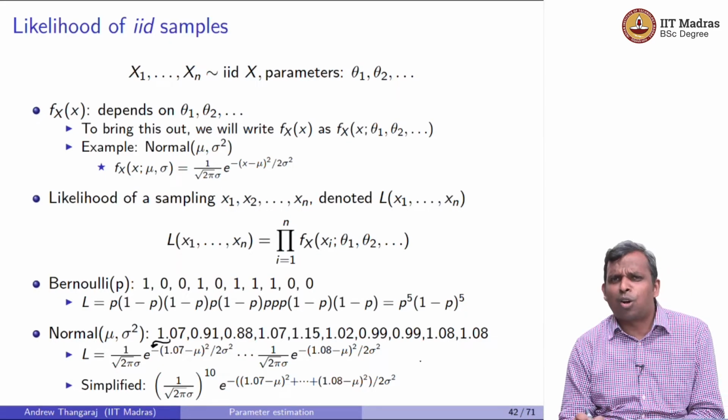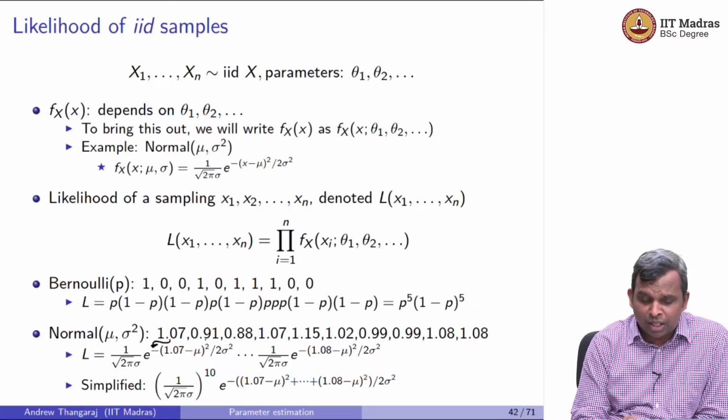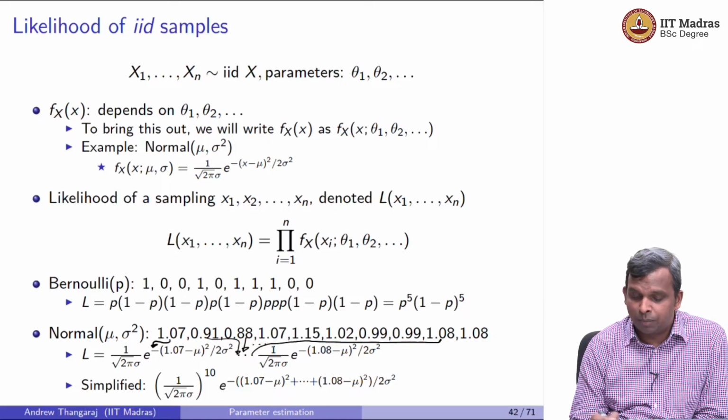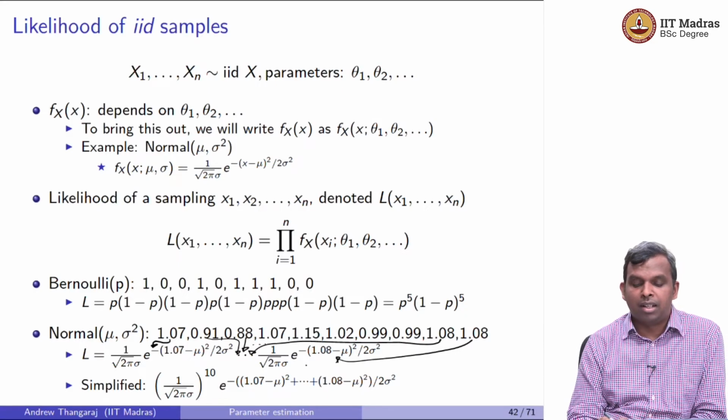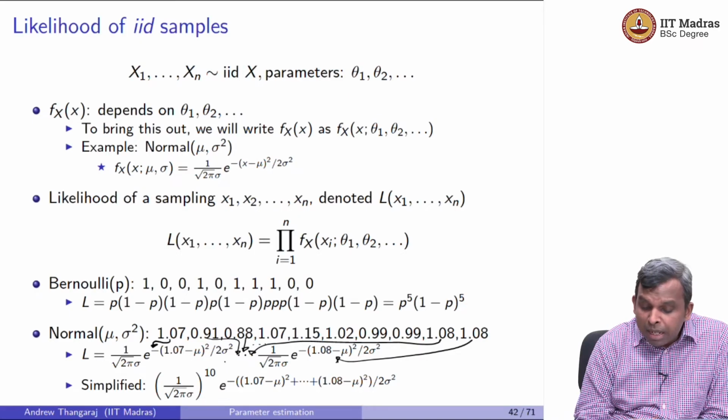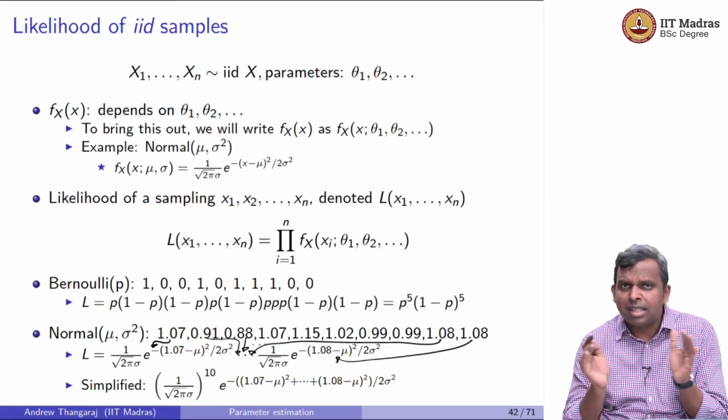This is a lot to write, so I've put dot, dot, dot here. All of these terms get captured in the dot, dot, dot. And the last one is the PDF evaluated at 1.08. Now I can multiply all these together and write it in one succinct way.